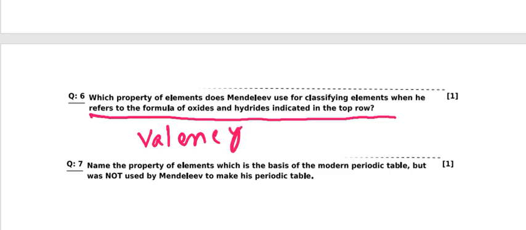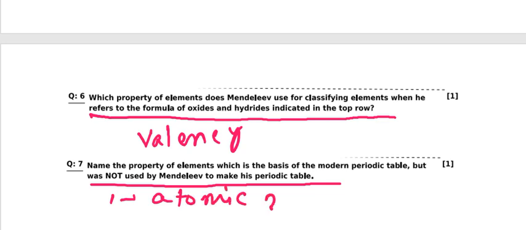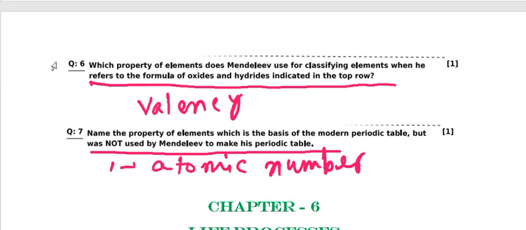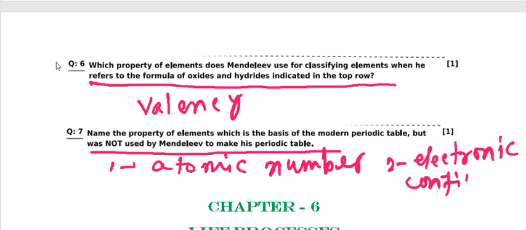Question number 7. Name the property of elements which is the basis of the modern periodic table but was not used by Mendeleev to make his periodic table. So you write first, atomic number, right? And for the second, we can write electronic configuration. When you write this, you get the 1 mark.